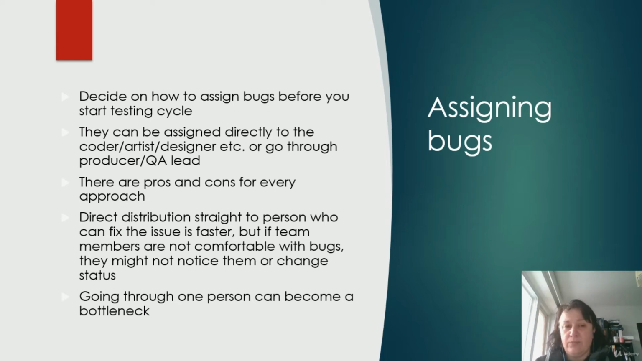Of course, if it's direct distribution, if you assign directly to the person who can fix this issue, it's much faster. It goes pretty smoothly, and there's no waiting time. So the bug is going to be seen really quickly by the person who can actually do something with it. But of course, some team members might not be comfortable with bugs. And if you have a really big team, if you have a team where you have like 10 developers, you might not necessarily know which is the right developer to assign it to. You'll just assign it randomly to somebody who's going to look into it and say, well, this is not for me.